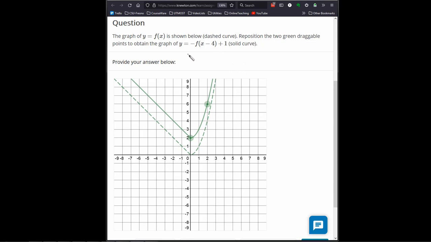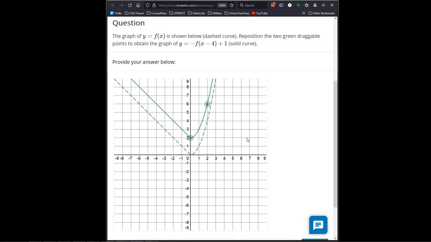Let's see, what are we trying to do? We know the graph of f of x is this dotted function. And then if we make these algebraic modifications to the original function, we have to predict what the new graph is going to look like.